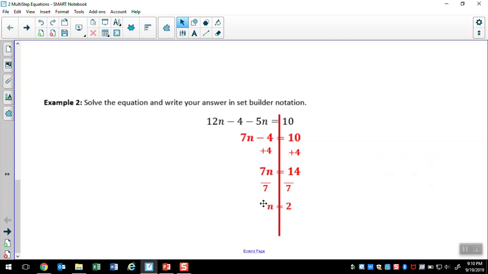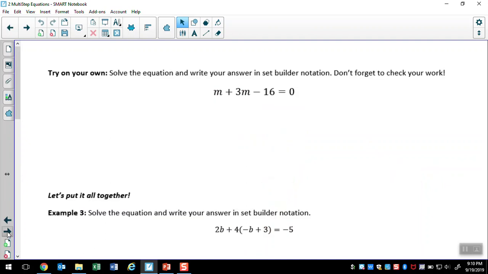All right, now let's take our answer and put it into set builder notation. And there we have it. And then since that's it, we're going to box up our answer, and then we're done with that problem. All right, let's come to the next page. All right, same type of problem. So I want you to give this one a try on your own. Go ahead and pause the video now.